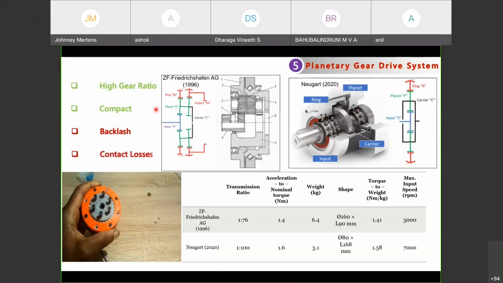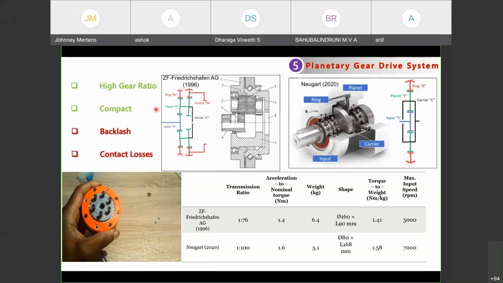Then the second one is the contact losses. So the sliding friction and rolling friction. Sliding friction is more in gear contacts. Such sliding friction will create heat, and if heat is produced, the lubricant has to be provided. Because in such kinds of industrial robotics, no such lubricants will be given. So in such cases, heat will be developed. That heat will lead to the decrement of the efficiency.